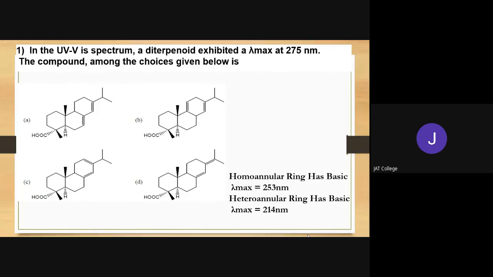So which of the following compounds shows the lambda max at 275? For a homoannular ring, lambda max is 253, and for a heteroannular ring, lambda max value is 214. So which value is closer to 275? Definitely 253. So you have to search for the option in which only one ring has the two double bonds in conjugation. And this will be C. The third option is the correct one. Understand?